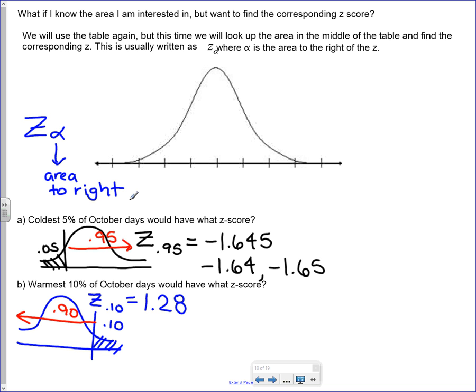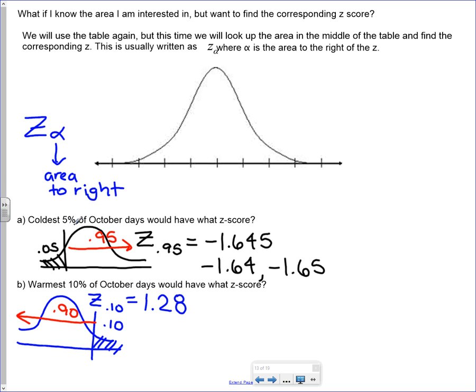Now that can be a little confusing because our chart, the normal chart, gives the area to the left, okay? But alpha is always the area to the right. Our chart just happens to give area to the left. There are other normal charts out there that give area in the middle and to the right. There's all different normal charts. Ours for the book just happens to be to the left, which I think is fine to use. It's less confusing than some other charts I've seen, but just always remember alpha is the area to the right.